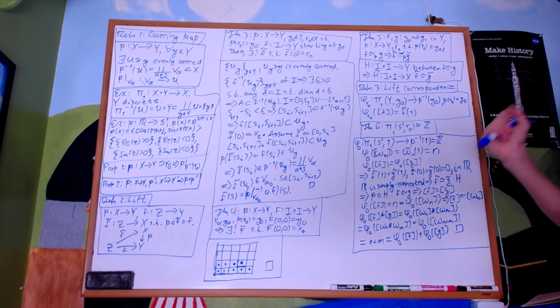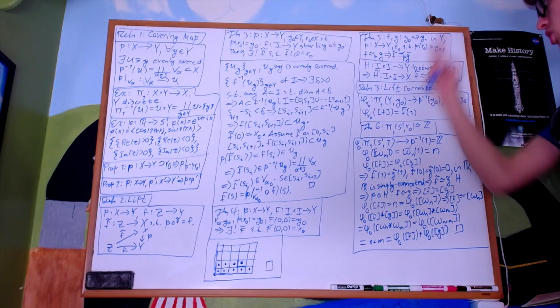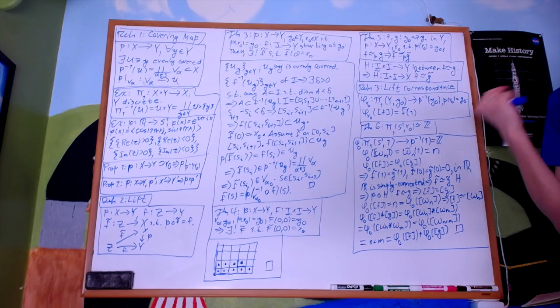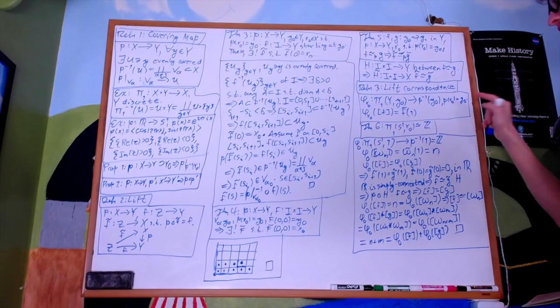Now, a very easy proof from here is you can go from the circle to the torus, and you can prove that the fundamental group of the torus is isomorphic to Z cross Z.